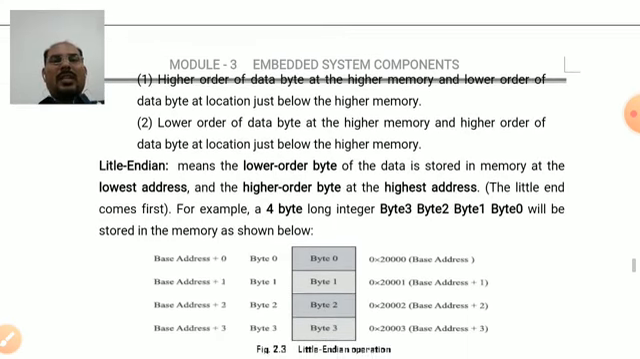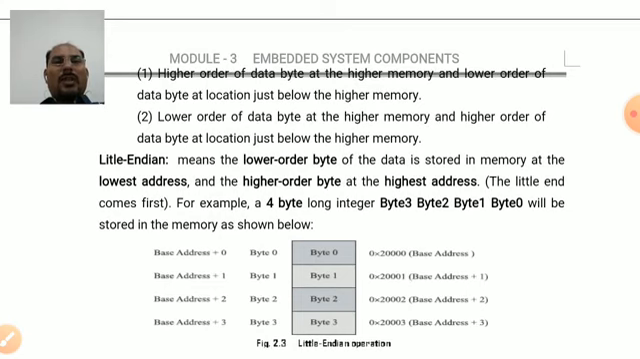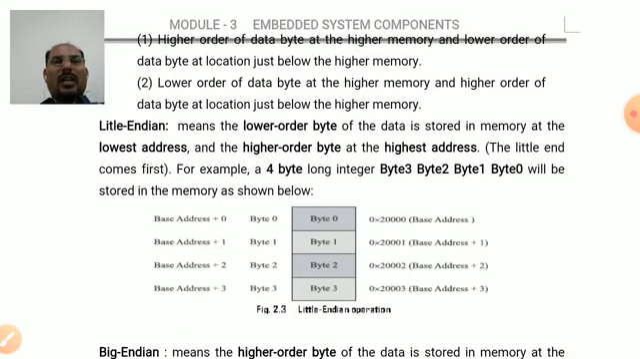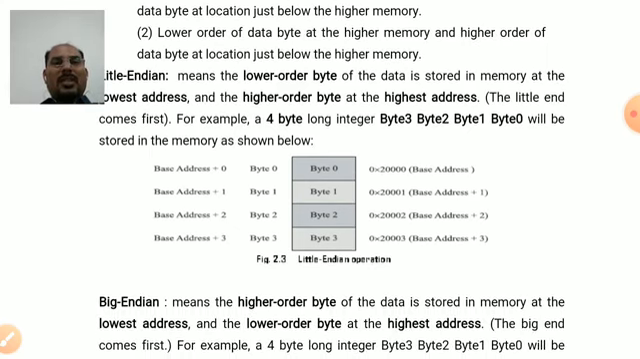See here, little endian means the low order byte of the data is stored in the lower memory locations and the high order byte of the data is stored at the higher memory location. See the example wherein I have 4 bytes: byte 0, byte 1, byte 2, byte 3. 4 memory locations are shown: 20,000, 20,001, 20,002 and 20,003.